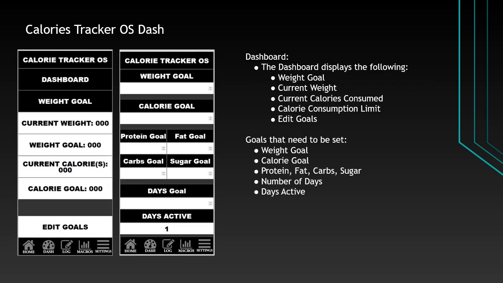With the dashboard, the user will be able to control some of the following things, such as the weight goal that they wish to attain, their current weight, the current calories that they've consumed, the calorie consumption limit that they've provided, and they can even go to edit their goals. And in the goals page, they are able to insert their weight goal, calorie goal, goals for their protein, fat, carbs, and sugar intake, and the number of days that they wish to continue their nutrition, and how many days they're active.